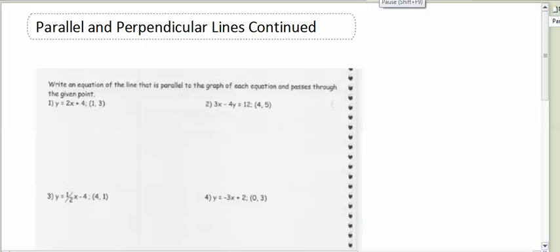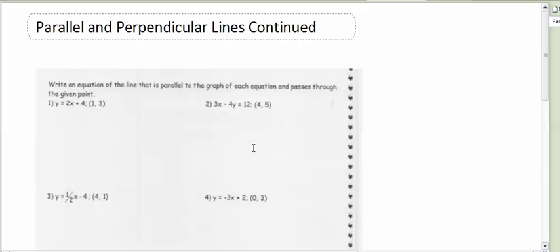Okay, we're going to continue on with parallel and perpendicular lines. The previous lesson talked about what we know about them. To have parallel lines, we need the same slope and different y-intercepts. With perpendicular lines, the slopes are flipped and have opposite signs, so they're reciprocals of each other. If one's positive, the other's negative.